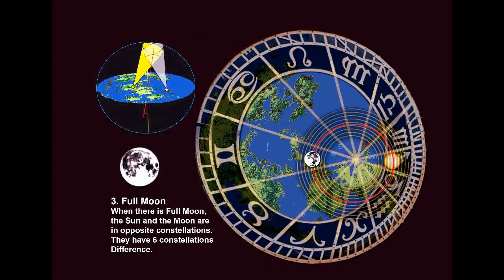Full Moon. When there is full moon, the Sun and the Moon are in opposite constellations. They have 6 constellations difference. When the angle of incidence is the smallest, we have the full moon. In this case, the 2 refractions are opposite and do not affect each other.